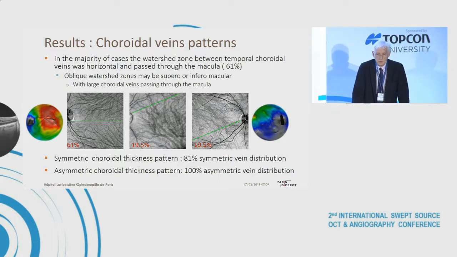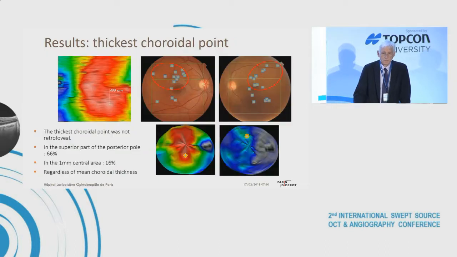And if we compare the symmetry between the choroidal thickness and the distribution of choroidal veins, a symmetric choroidal thickness pattern corresponded to 20% of symmetric vein distribution, but in the asymmetric choroidal thickness pattern, 100% was asymmetric in venous distribution. We look also at the location of the thickest choroidal point, and the thickest choroidal point was not retrofoveal, I already said.